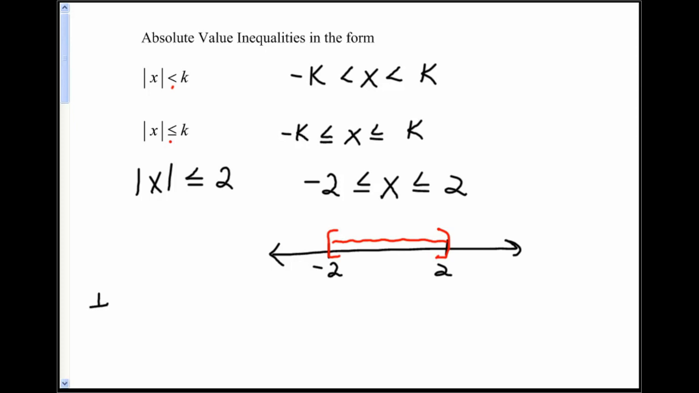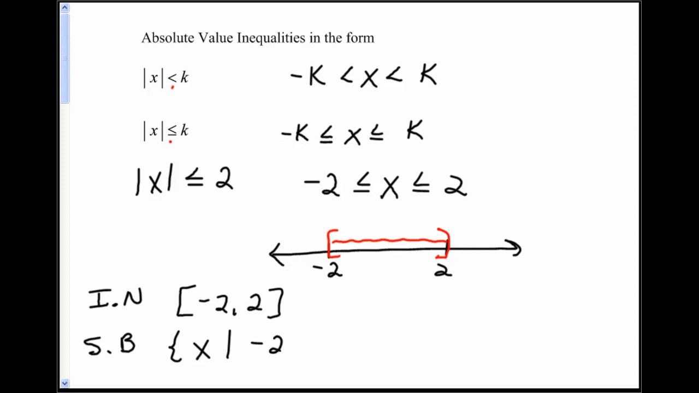Writing this in interval notation will be between negative 2 and 2. And writing it in set builder, all x such that, and then just repeat your inequality.